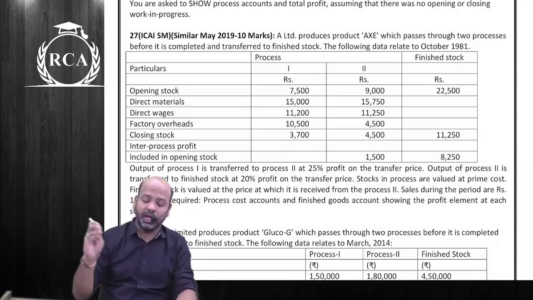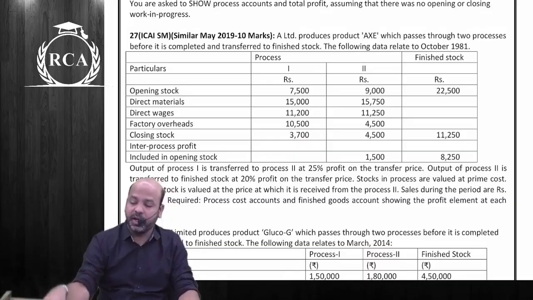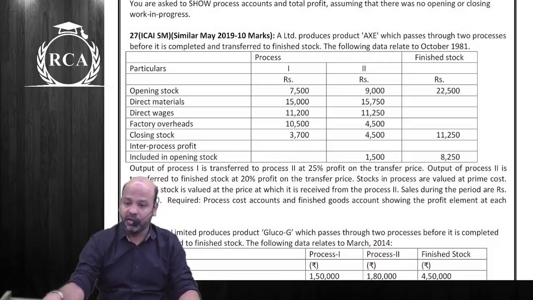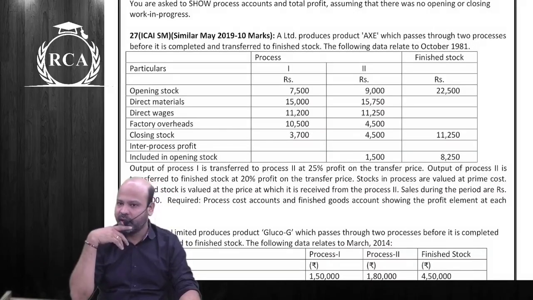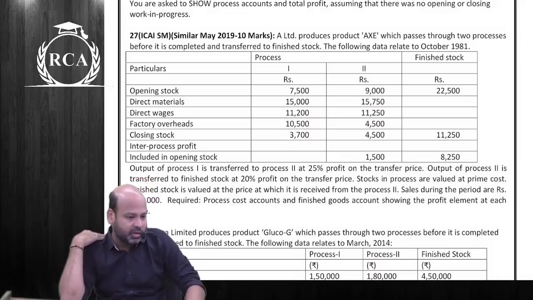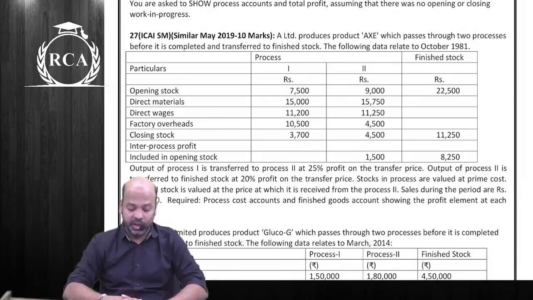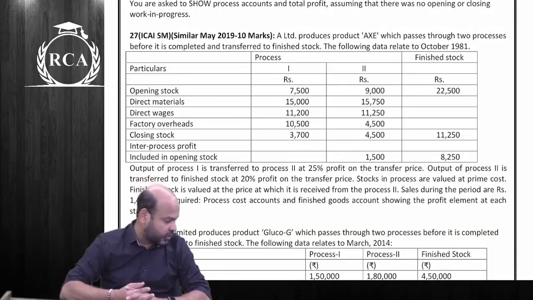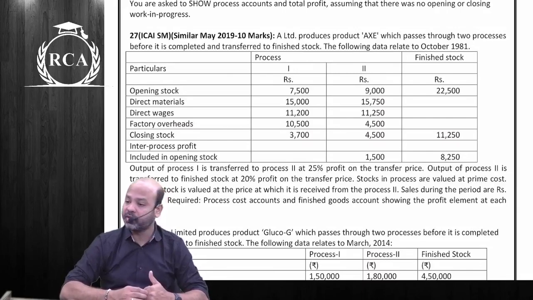This problem will not arise in process 1. Why? They are not receiving inventory from any other process internally. It is only process 2 and the next department, finished goods, that will be receiving inventories internally. So that is why there will not be any amount of profit included in process 1. They've given us all the details. For process 1: opening stock, direct materials, direct wages, factory overheads and closing stock. For process 2, we have opening stock, direct material, direct wages, factory overheads, closing stock, and they've given us how much is the amount of profit included in opening stock.